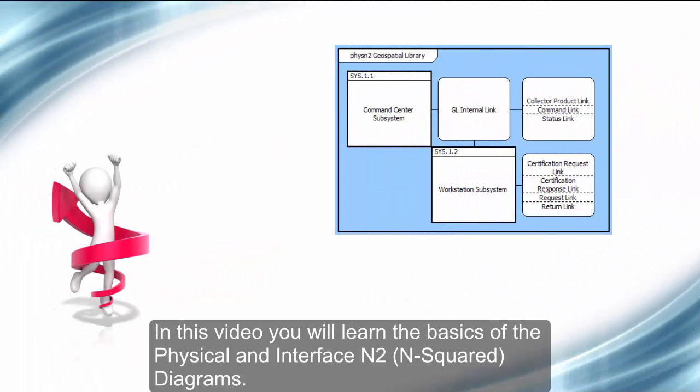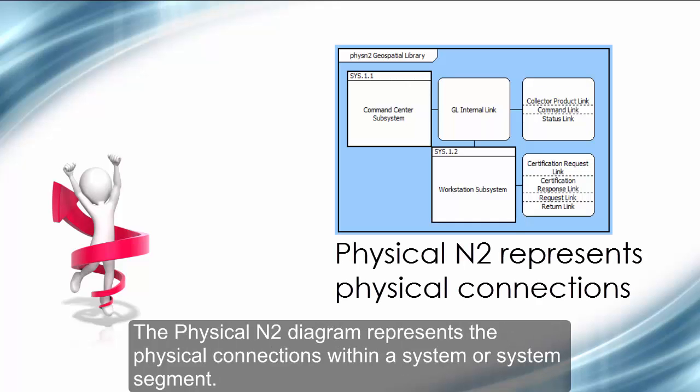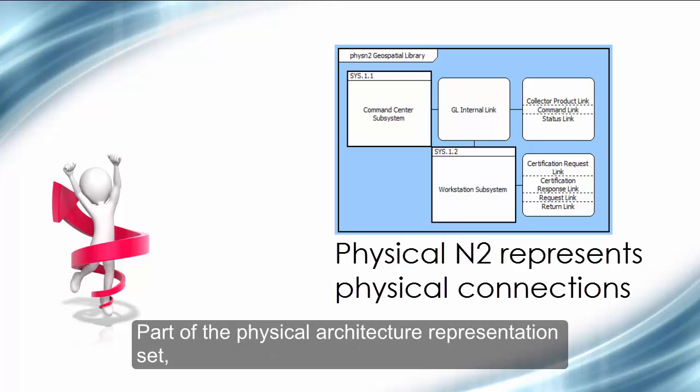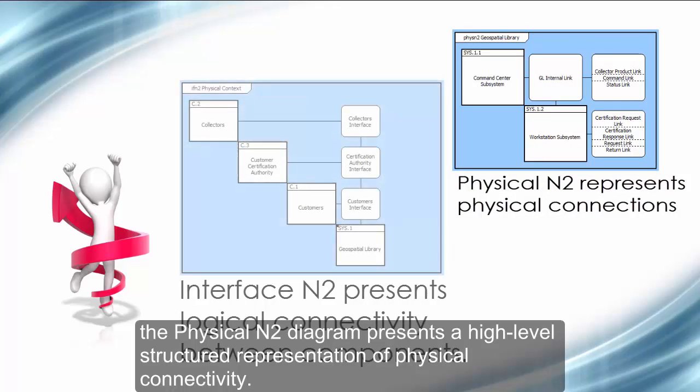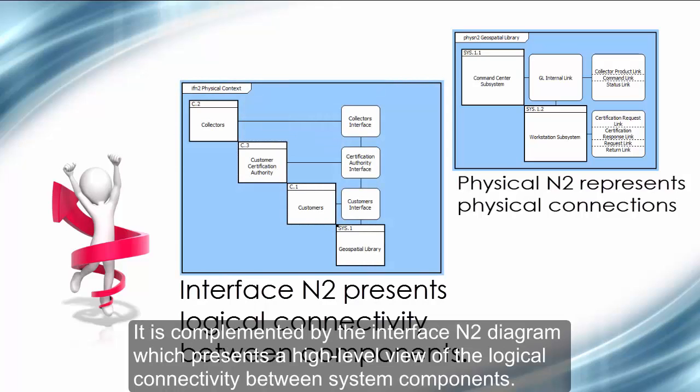In this video, you will learn the basics of the physical and interface n-squared diagrams. The physical n-squared diagram represents the physical connections within a system or system segment. Part of the physical architecture representation set, the physical n-squared diagram represents a high-level structured representation of physical connectivity. It is complemented by the interface n-squared diagram, which presents a high-level view of the logical connectivity between system components.